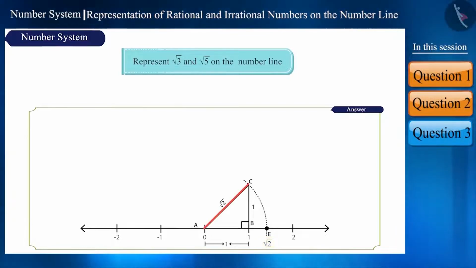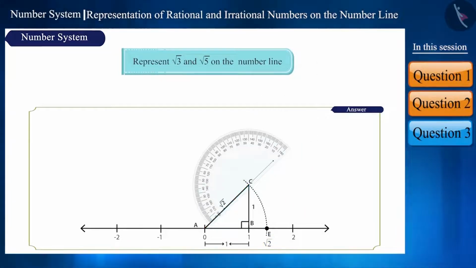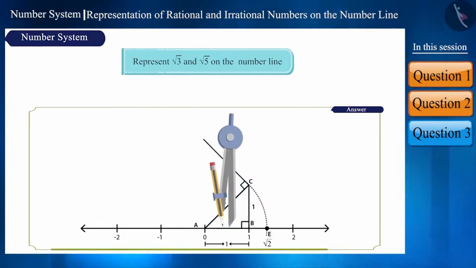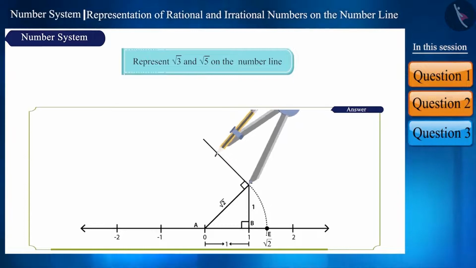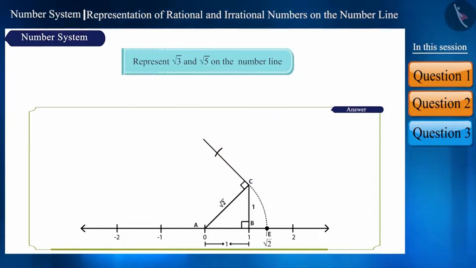We will now construct a perpendicular on line AC. Now measure the distance of 1 unit using a compass and draw an arc from point C on the perpendicular which cuts it at point F. Now draw a line joining center point A and point F.